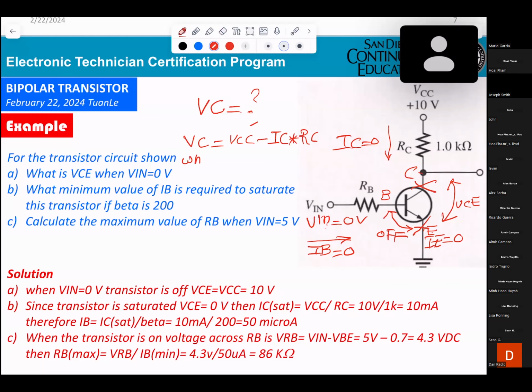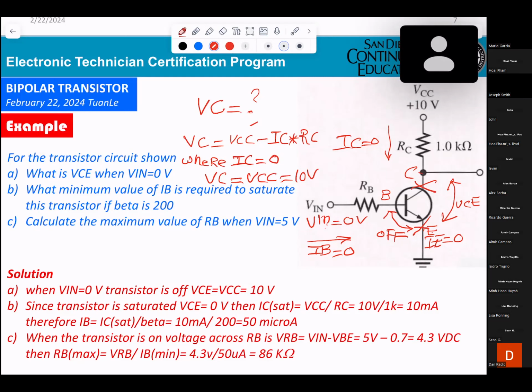What does IC equal? Zero. They're open, they don't have any current. So what does VC equal? It's equal to VCC, which means it equals 10 volts, from collector to ground.